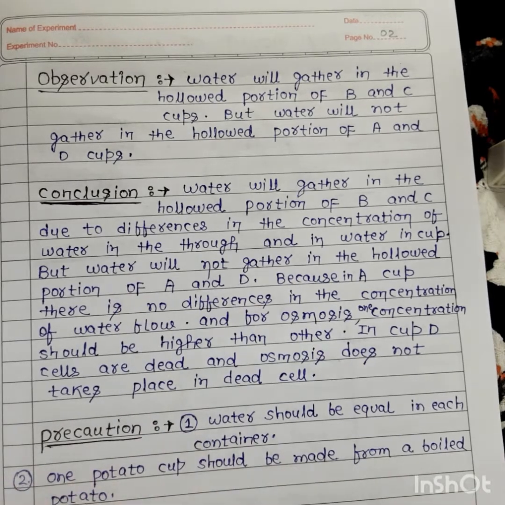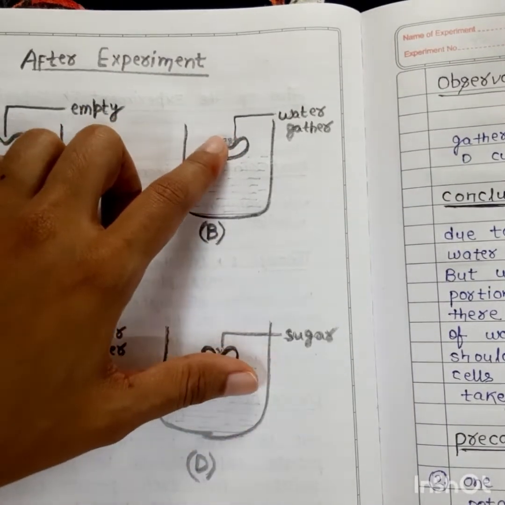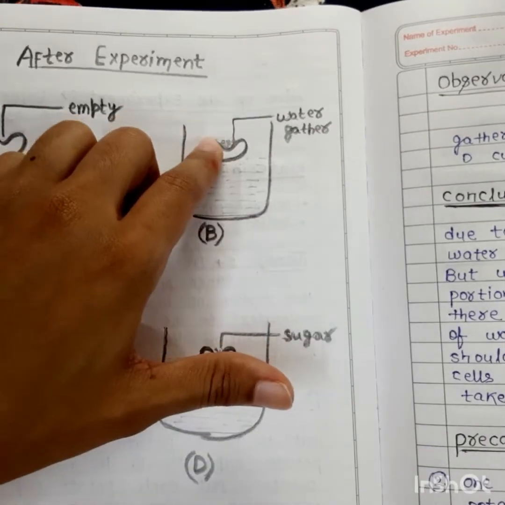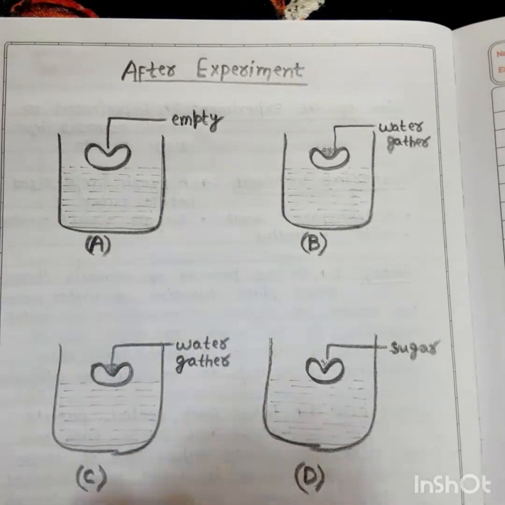Meaning there is a difference. One has a higher concentration of water, and here is the lower concentration of water. So water will go from higher to lower concentration. Here this also happened, higher to lower concentration. But why not in those two?